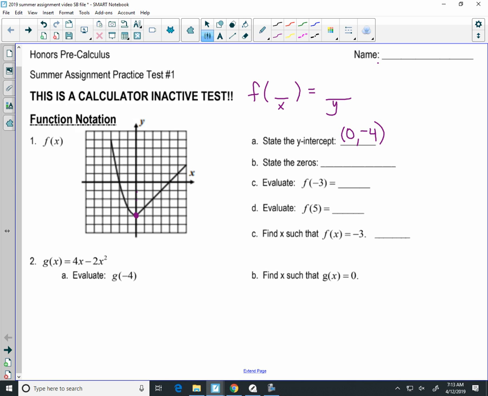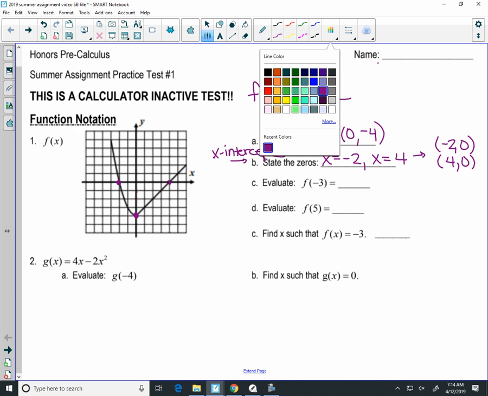Same thing for the zeros. I'm going to either write them as ordered pairs or as x equals. The zeros are our x-intercepts, where we're crossing the x-axis. And this function is crossing the x-axis at -2 and 4. If you're going to write those as ordered pairs, just make sure you have the order correct and have your numbers, your zeros, as your x's.